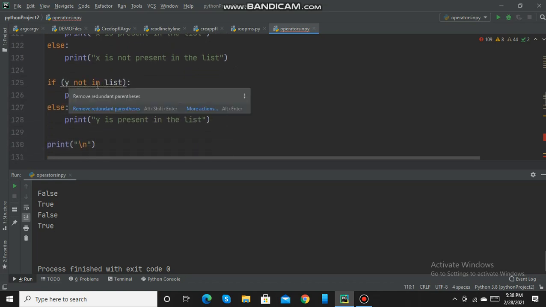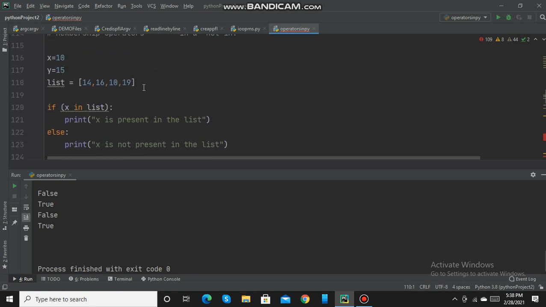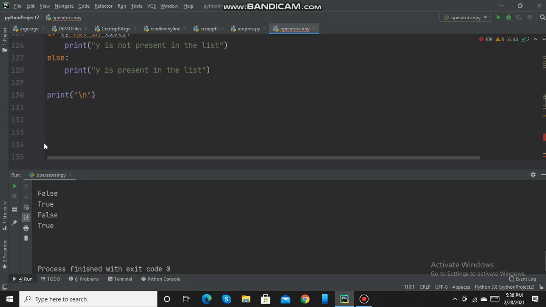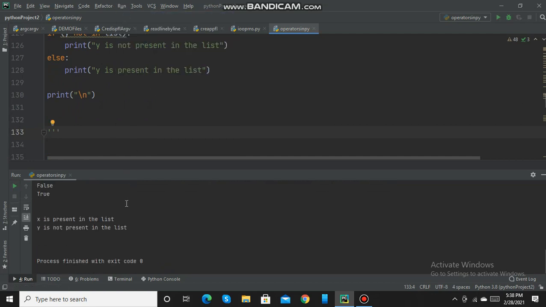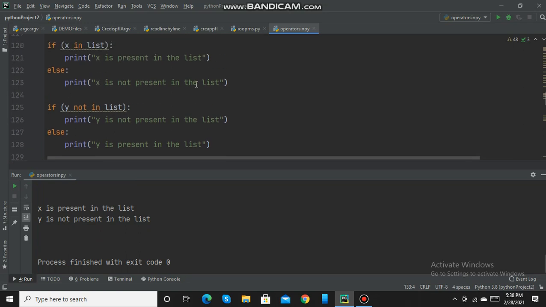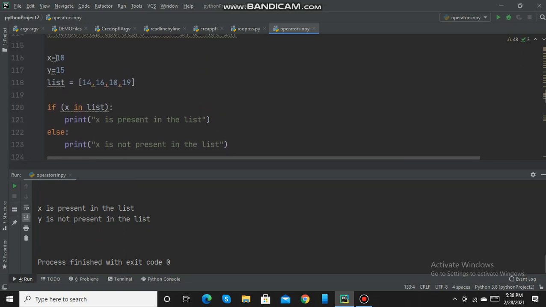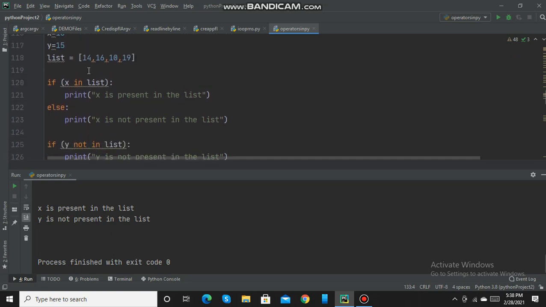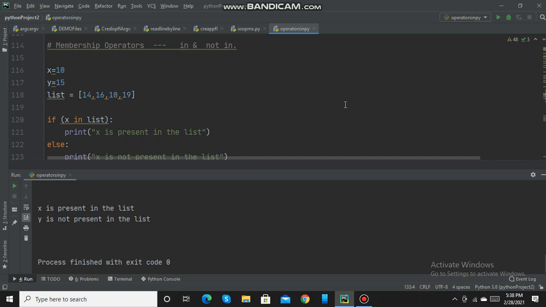Then here it is checking whether y not in list. So y is 15, it is not in the list. So that condition is satisfied, so it will print y is not present in the list. So x is in the list, so it is printing x in list. 10 is in the list, so it is printing x in list, that is here. And y is 15, so 15 is not in this list, so it is printing y is not present in the list. So these were the membership operators, in and not in.